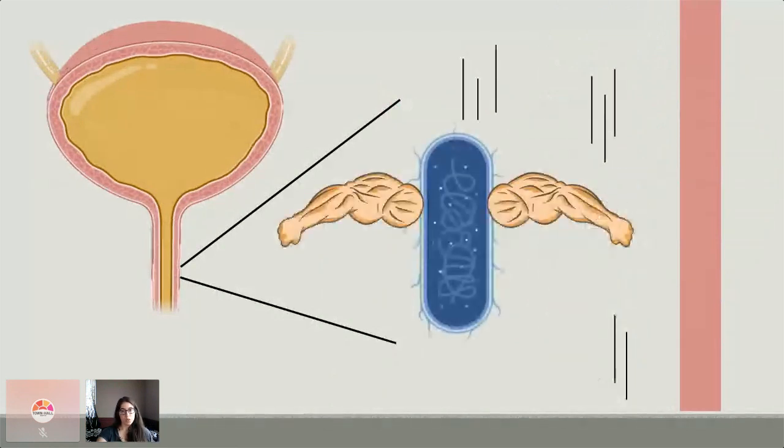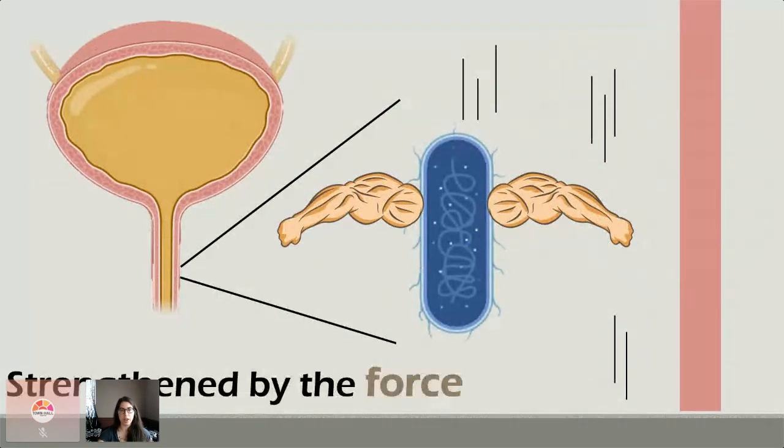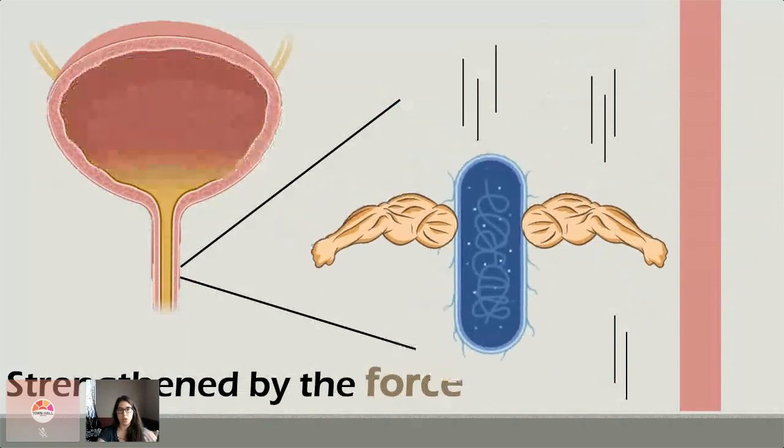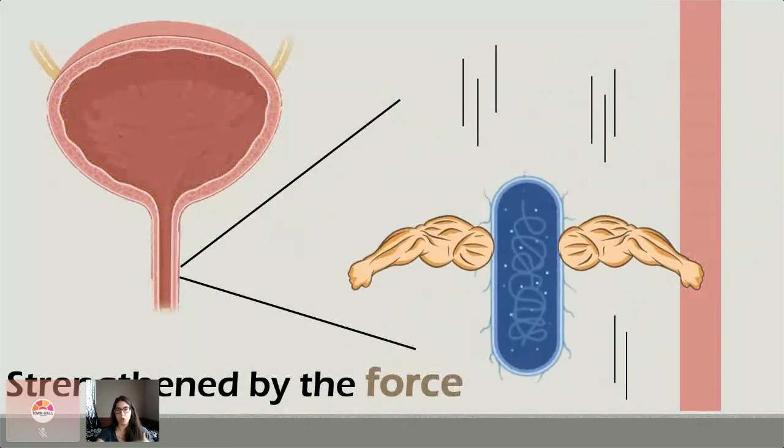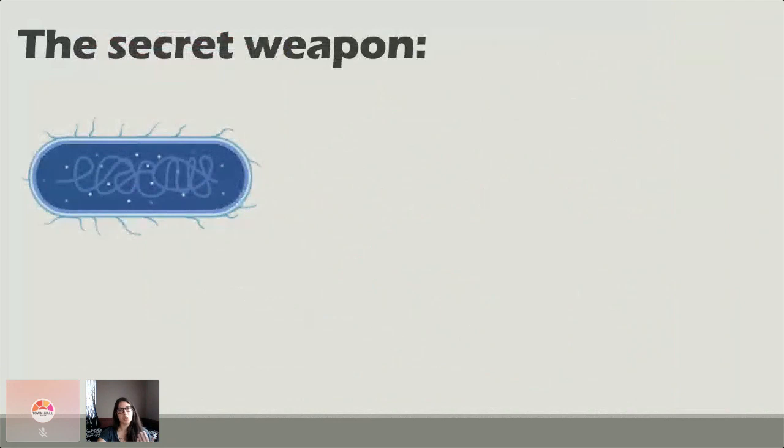But when there's a flow of urine and there are now forces trying to wash the bacteria away, these bacteria actually become strengthened by the forces that are trying to wash them away. As a result, as urine is flowing past, they can now grab onto the walls of your urinary tract and hold on tightly so they can stick around. So what is it about these bacteria that lets them do this, that suddenly makes them stronger with force? Well, they have a secret weapon.